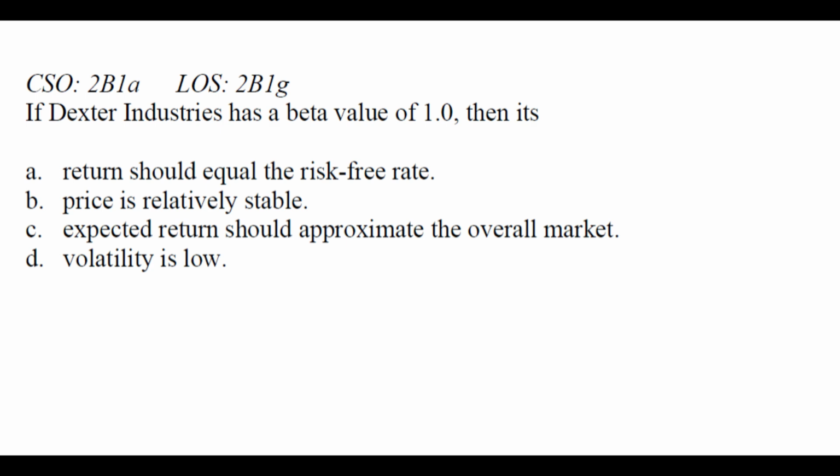D. Volatility is low. Incorrect. A beta of 1.0 indicates average market volatility, not low volatility. Stocks with betas below 1.0 generally exhibit lower market sensitivity. Correct answer, C. Expected return should approximate the overall market.